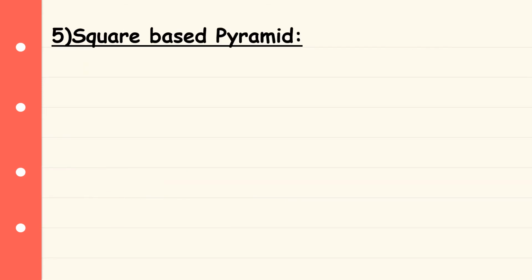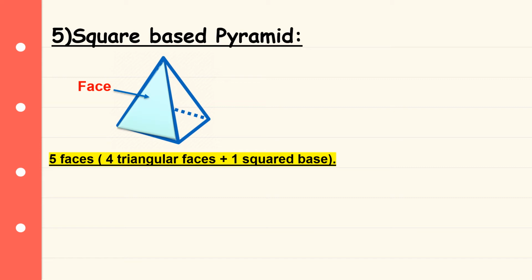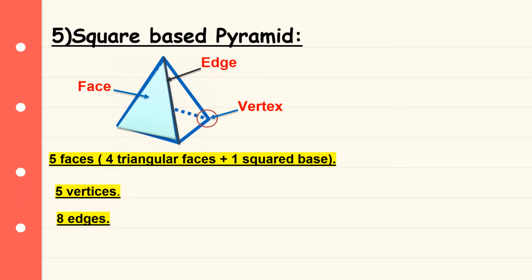Fifth shape is called square-based pyramid. How many faces in that shape? It has 5 faces, 4 triangular faces, and 1 square base. How many vertices? It has 5 vertices. And how many edges? It has 8 edges. We can find this shape in our life like the Giza pyramids.